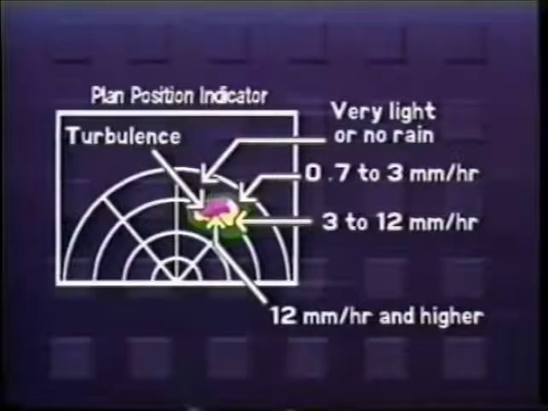Green is 0.7 to 3 millimeters per hour of light rainfall. Yellow is 3 to 12 millimeters per hour. That's medium rainfall. Red is 12 millimeters per hour and higher, or very heavy rainfall. Magenta indicates the presence of turbulence within the rainstorm. Some older EFA systems do not display magenta.